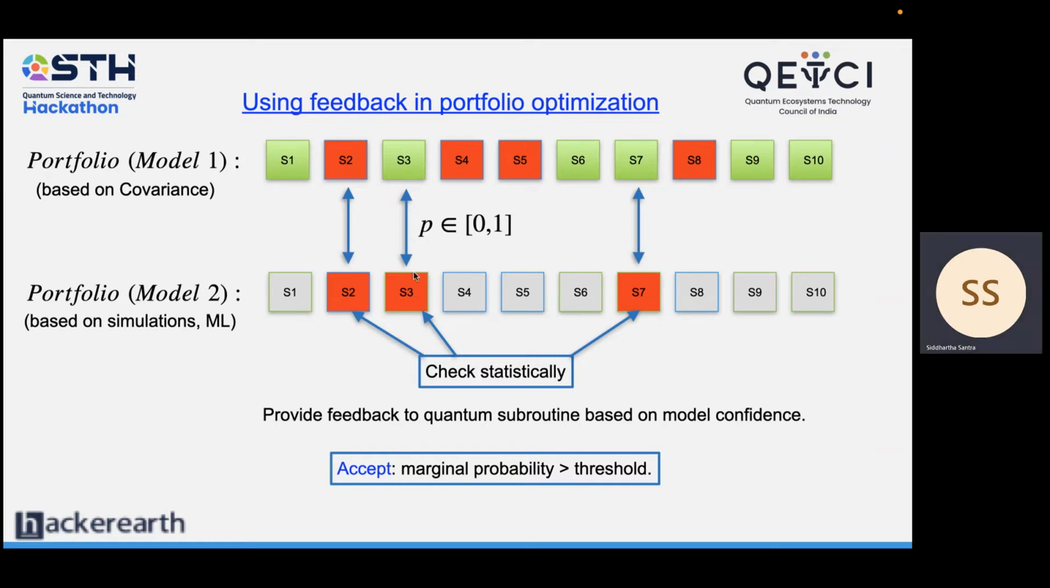The quantum subroutine runs iteratively, and at the end of each iteration, we check statistically for matches on the entries that we know. Whenever the entries don't completely match, we provide feedback to the quantum subroutine based on the model threshold. If the marginal probability of the return solutions by the quantum subroutine is greater than the threshold, then we accept that as the final solution.